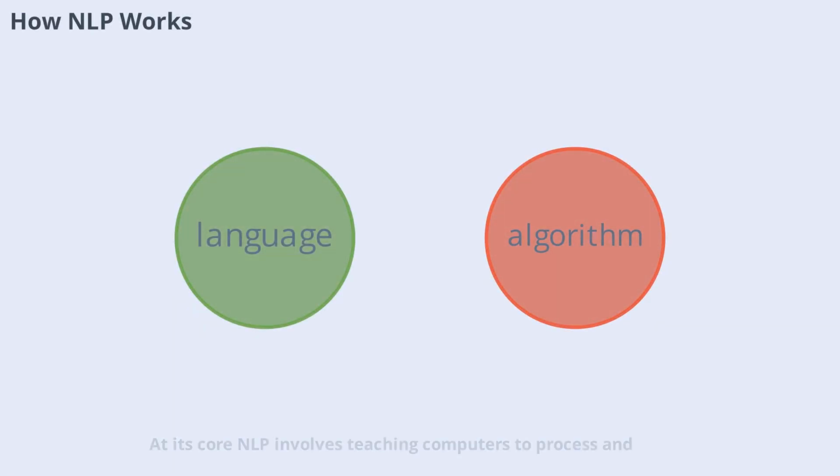At its core, NLP involves teaching computers to process and analyze large amounts of natural language data. This includes everything from written text to spoken words. The process typically starts with breaking down sentences into smaller parts, such as words and phrases, and then analyzing their meaning and structure. By using algorithms and models, computers can identify patterns, understand context, and even respond intelligently. This foundational step is crucial for all NLP applications.